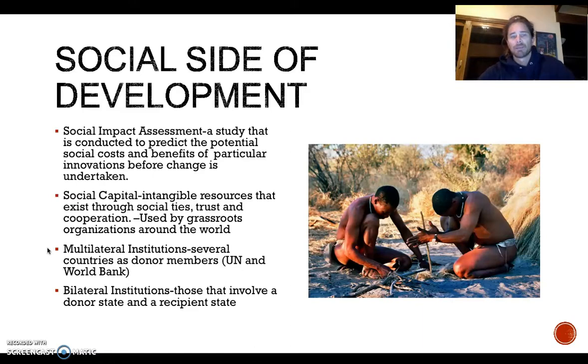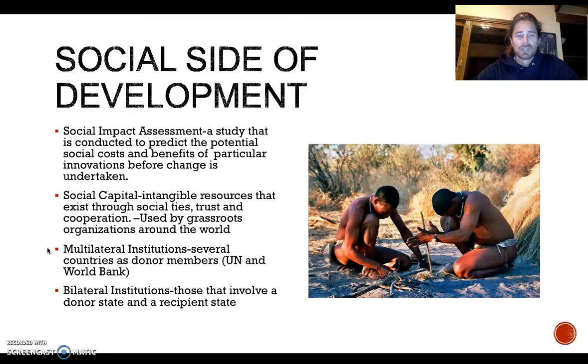Social capital, cultural capital, very important aspects of cultural anthropology. I've probably discussed them before. It's the intangible resources that exist through social ties, trust, and cooperation. A lot of these are used by grassroots organizations from around the world. So it's making the human connection component, and it's really what we're getting: trust and value out of those relationships.